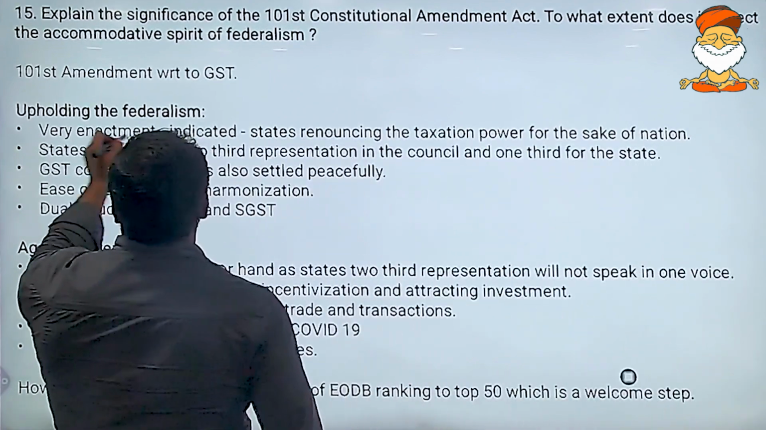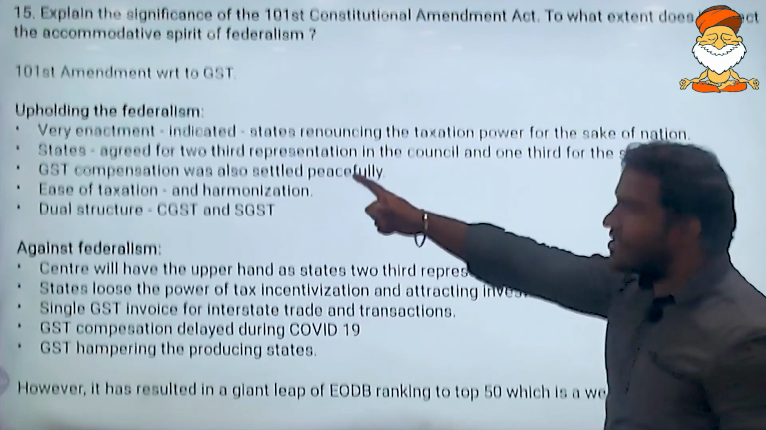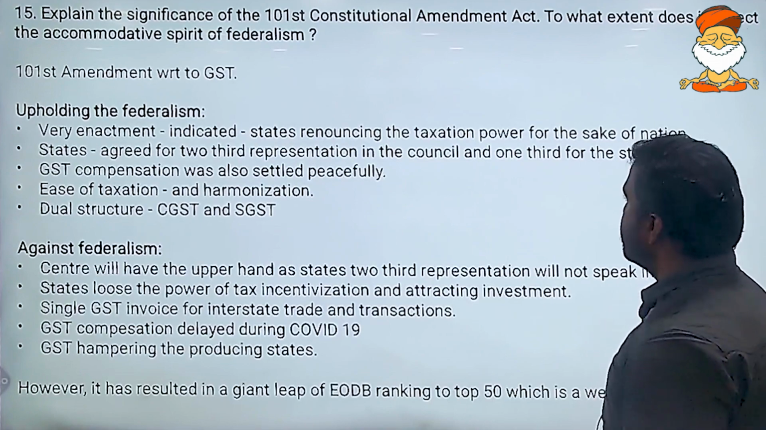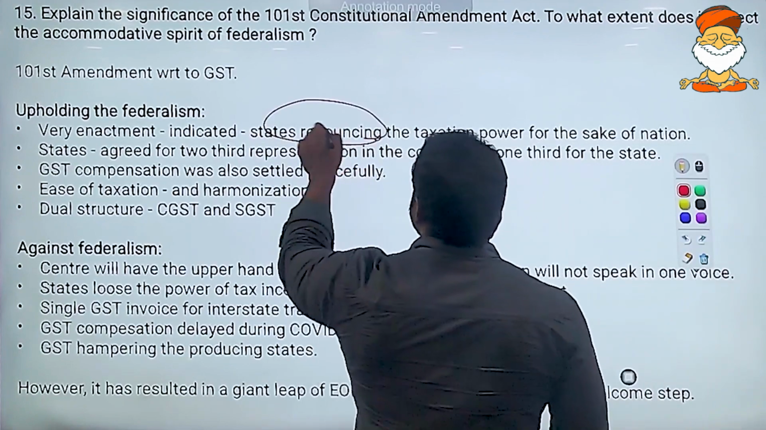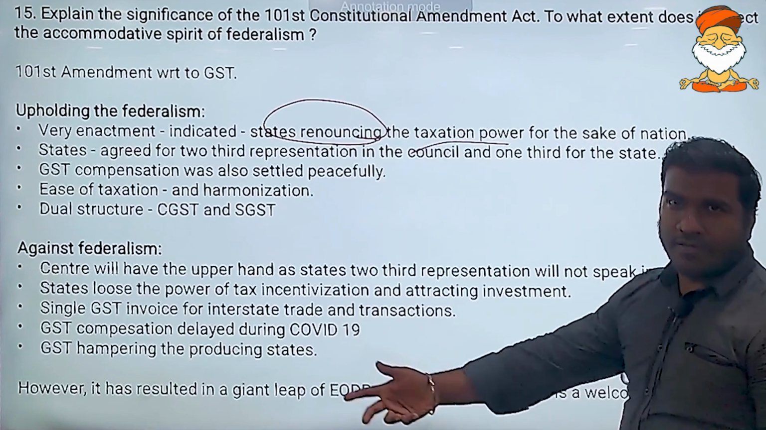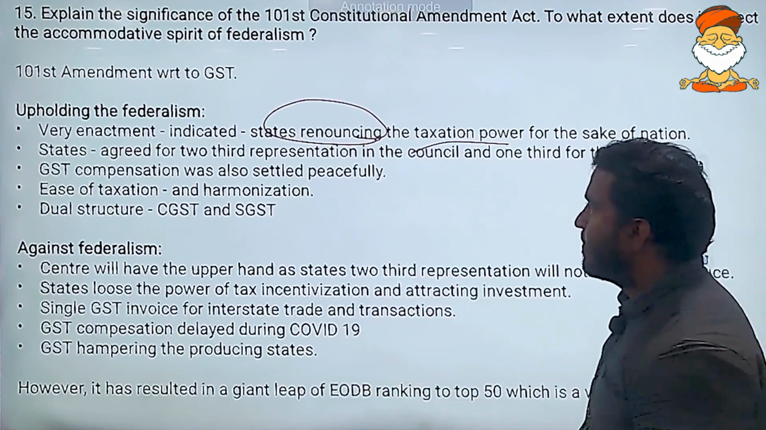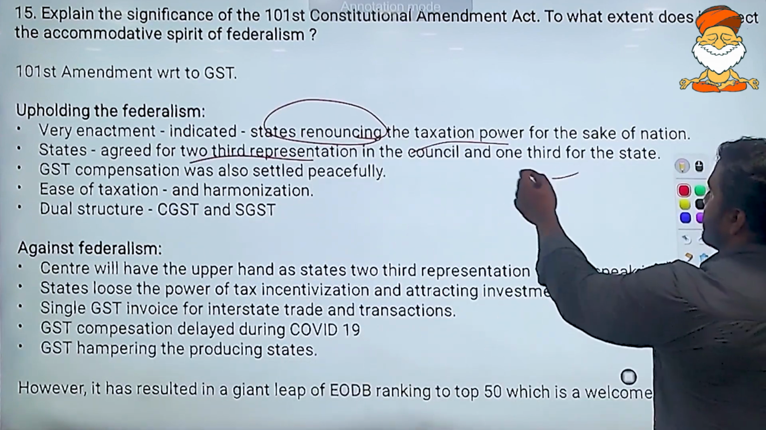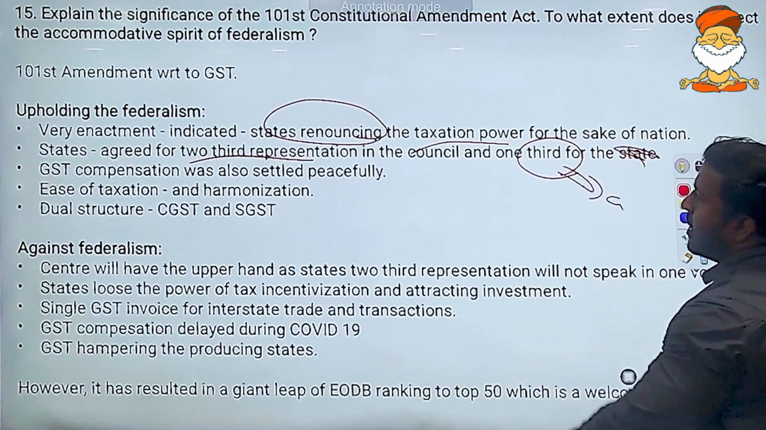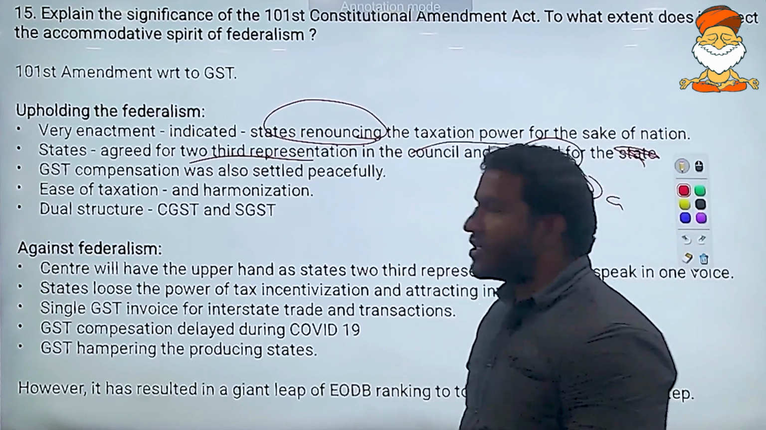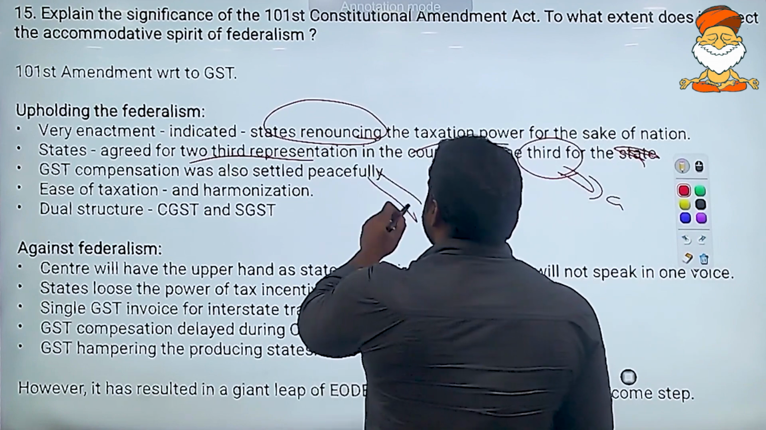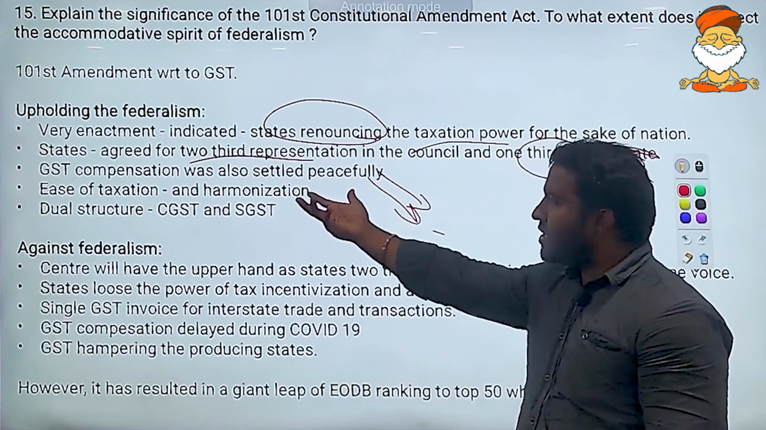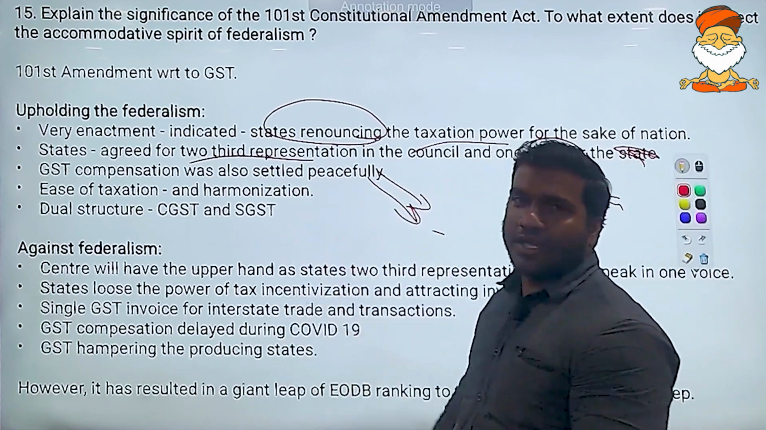First one, the very enactment indicated a sense of cooperation between Centre and state, which is the true manifestation of federalism, and here the states renounced their taxation power for the sake of the nation. Nation first, we next. Then states agreed to 2/3 representation in the council and 1/3 was given to the Centre. And GST compensation was also settled peacefully. The Centre said we are going to compensate if there is any loss you incur, and the states felt safe, they agreed to that, they accepted the deal.